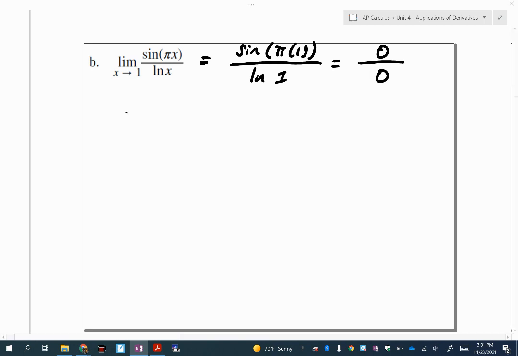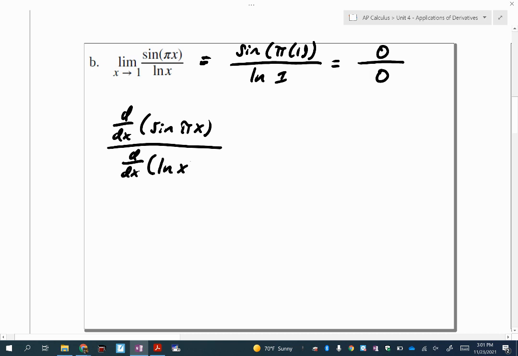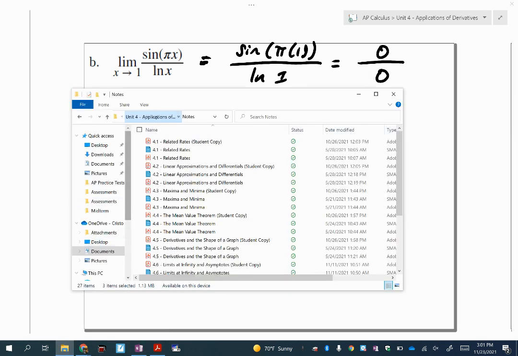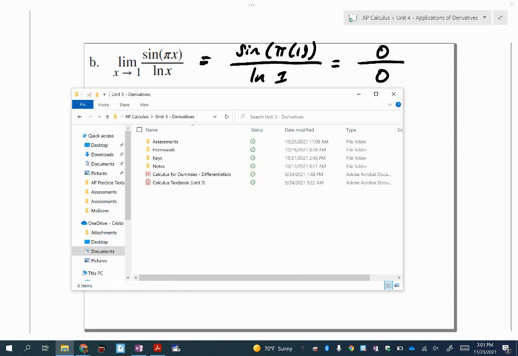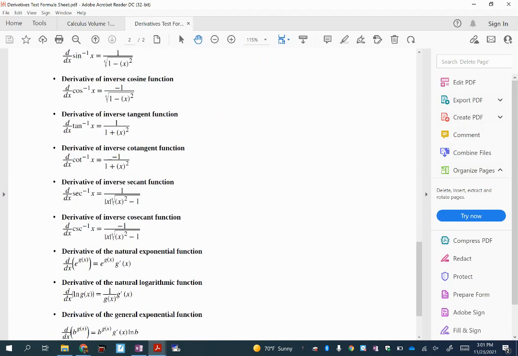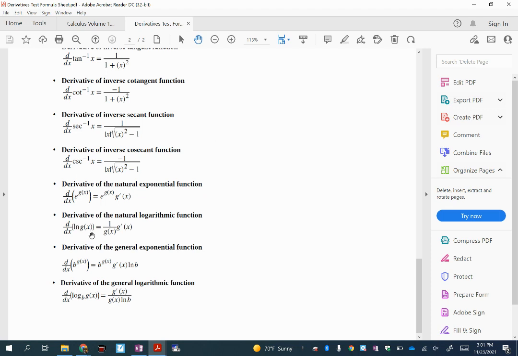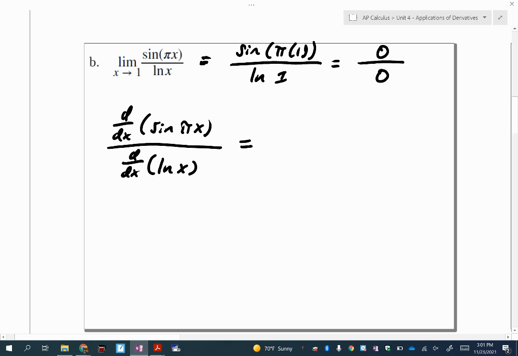So I'm going to do the derivative. So d dx of the sine of pi x over the derivative of the natural log of x. And if you need to, I'll go ahead and open it. We can look at our formula sheet for derivatives for the natural log of x, which is down here. The natural log of whatever your function is: 1 over that function times the derivative of that function. Well, I'll do the denominator first here. The function is just x, so in the denominator we have 1 over x, but times the derivative of x, and we know the derivative of x is just 1, so it's really just going to be 1 over x in the bottom.